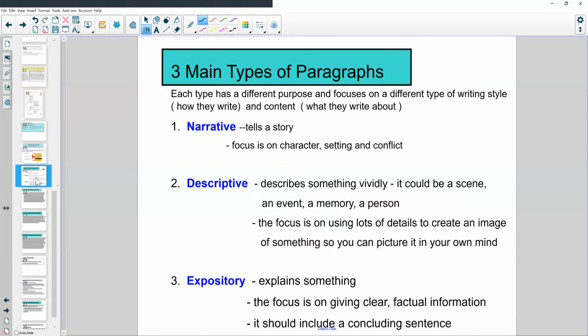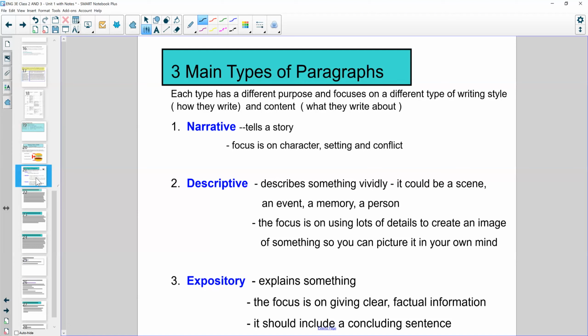There are 3 main types of paragraphs. Each type has a different purpose and focuses on a different type of writing style, how they write, and a different type of content, what they write about. So a narrative paragraph tells a story. Its focus is on the character, the setting, and the conflict.